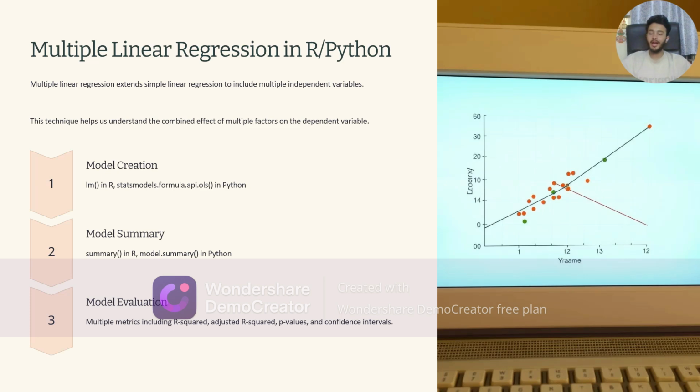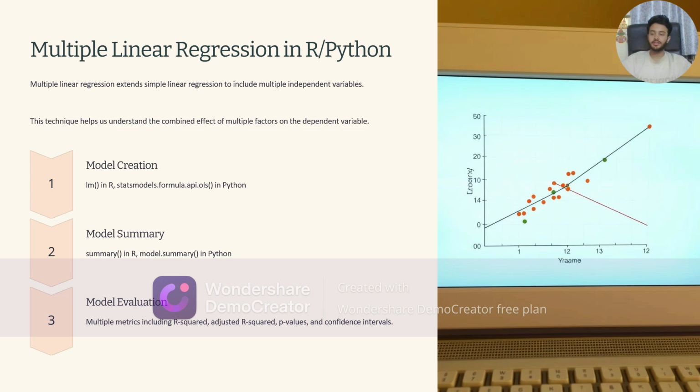Multiple linear regression in R and Python. Multiple linear regression extends simple linear regression to include multiple independent variables. This technique helps us understand the combined effect of multiple factors on the dependent variable.